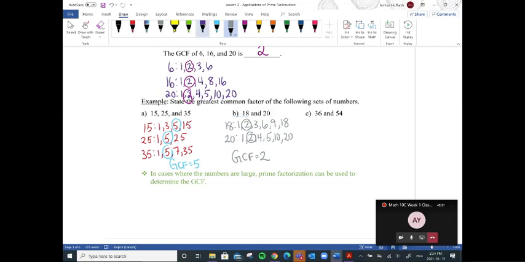Okay, and then lastly we've got 36, which would be 1, 2, 3, 4, 6, 9, 12, 18, and 36. So 36 has quite a few factors.